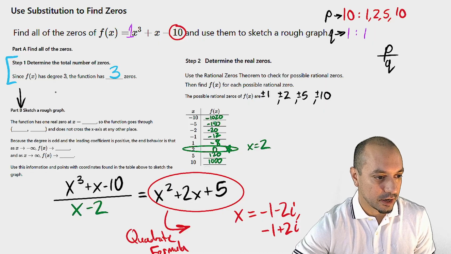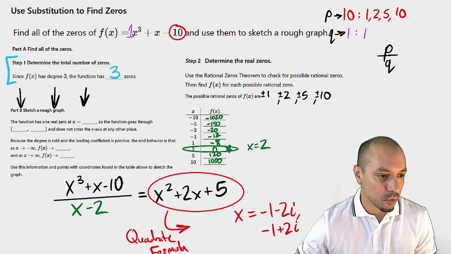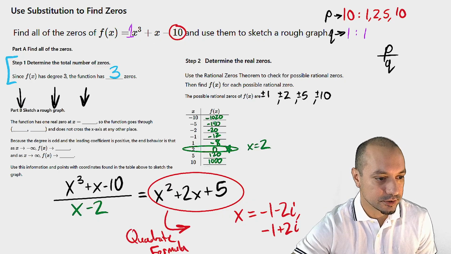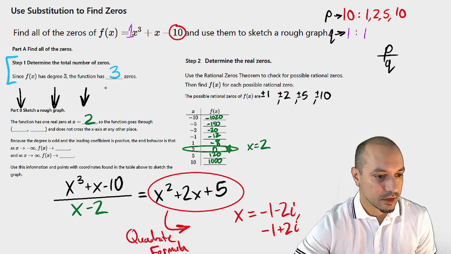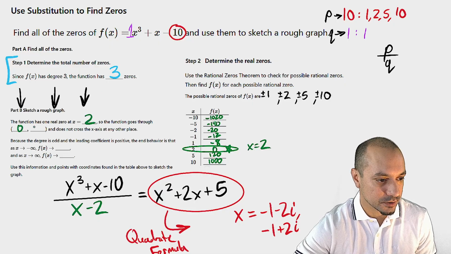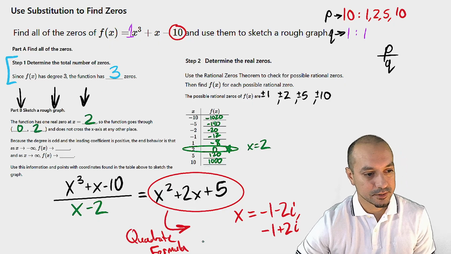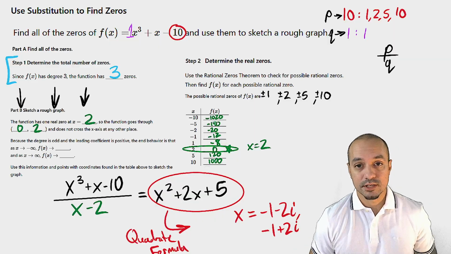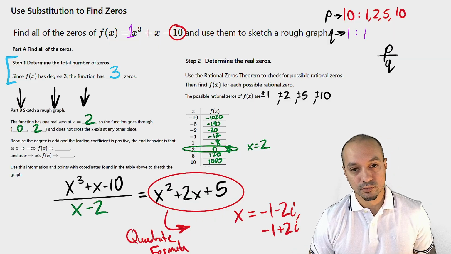Let's talk about how to sketch the graph here. So the function has one real zero at x equals 2. So the function goes through (2, 0). That ends up being an x-intercept. And it doesn't cross the x-axis anywhere else. That's my only real root.